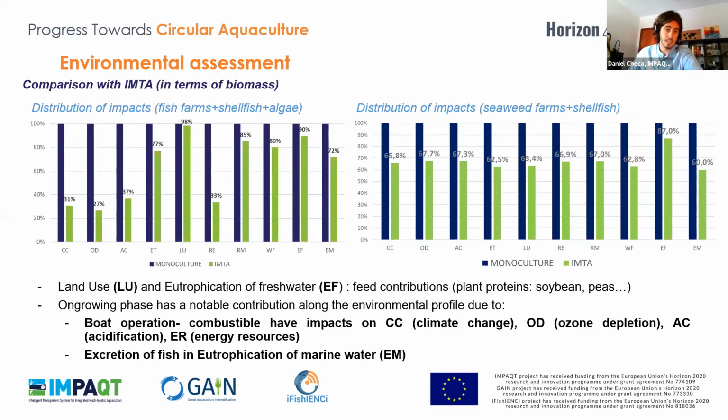So in that term, IMTA can directly mitigate the marine eutrophication impact by this nutrient recycling between the species.